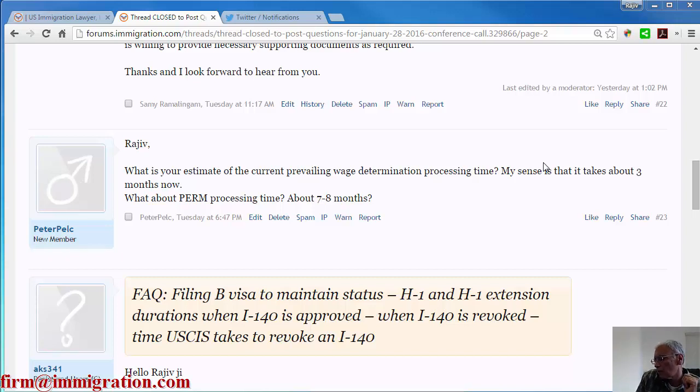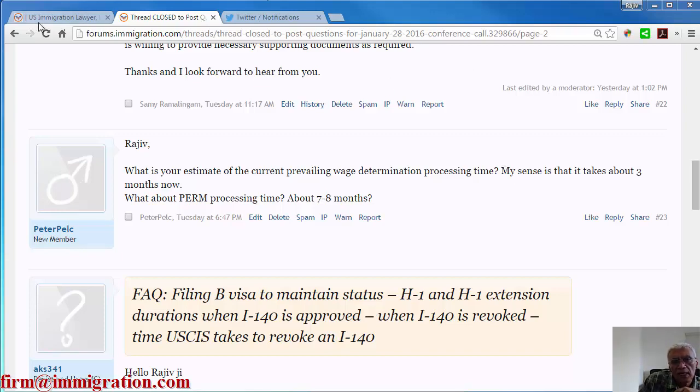Sumanji, how long for prevailing wages these days on average? 12 weeks. Okay, thank you. So yes, you are right. 12 weeks is about 3 months. So PERM processing, again I'll call it. Sumanji, how long for PERM processing on average? 7 months. Thank you. Yes, sir, your information is correct.